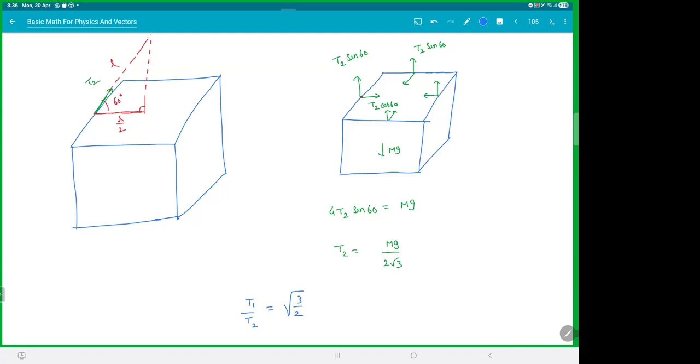How did we get 60 degrees? Adjacent side by hypotenuse. Adjacent side is L by 2, hypotenuse is L, so cos theta is half, right?